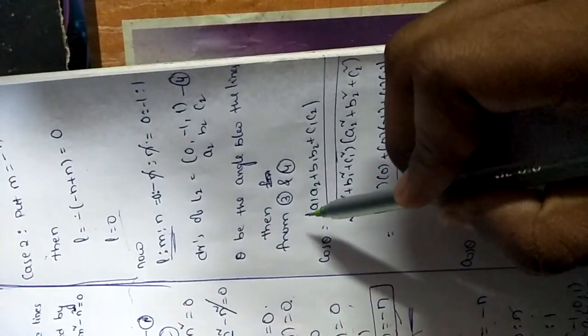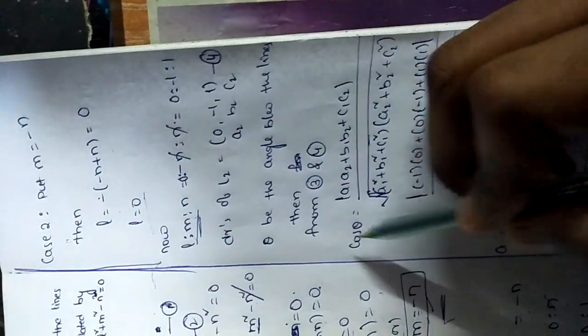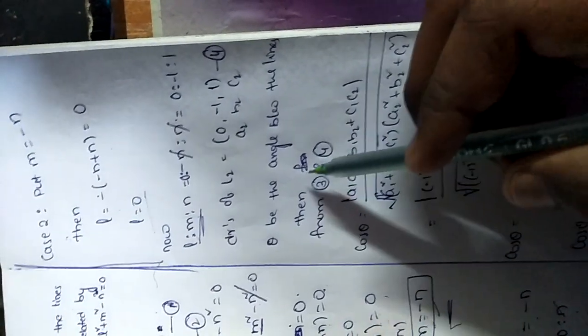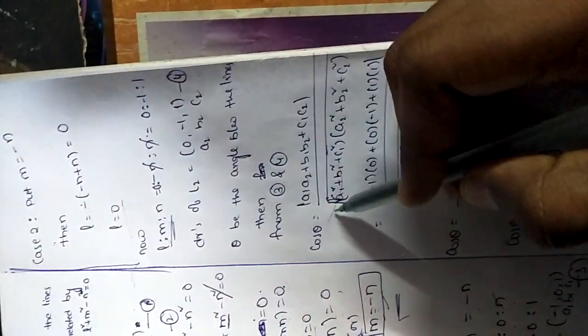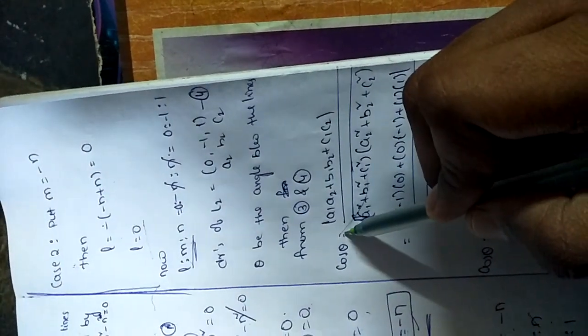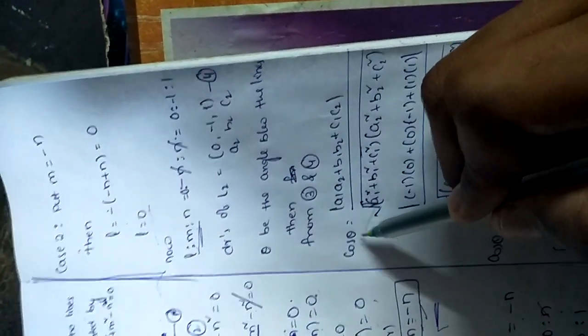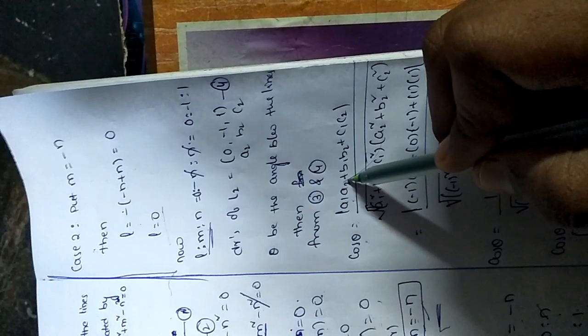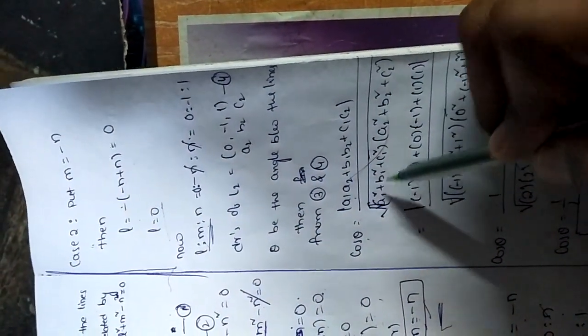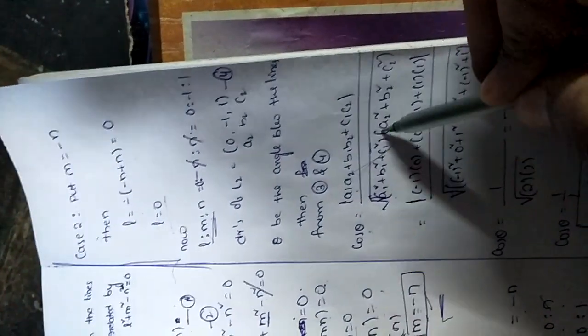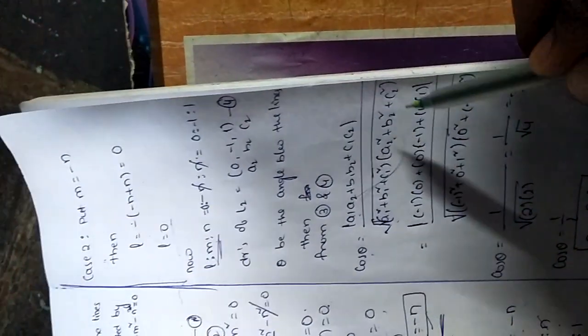Now we have A1, B1, C1 and A2, B2, C2. From these we find the cos theta, which is the angle between two lines. From 3 and 4, we find the angle between two lines by the formula cos theta is equal to modulus of A1 A2 plus B1 B2 plus C1 C2, divided by under root of A1 square plus B1 square plus C1 square into A2 square plus B2 square plus C2 square.